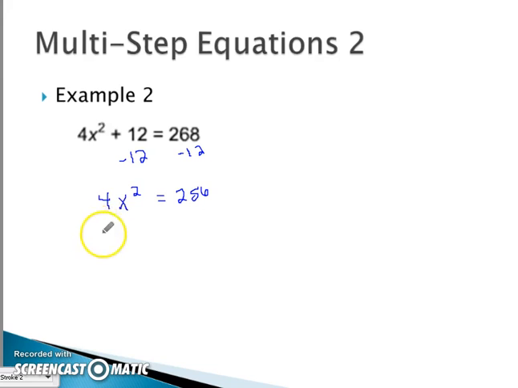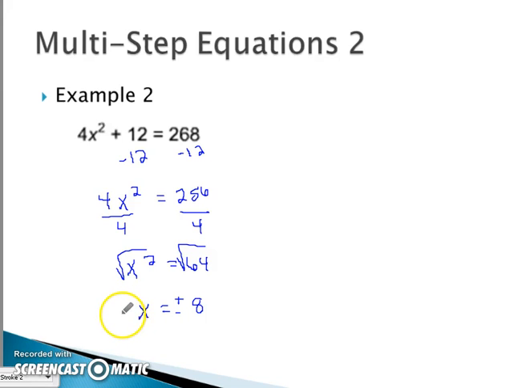And then the next step to get x squared by itself, if we divide by 4 on each side, we're left with x squared equals 64. Then taking the square root on each side, the square root of x squared is x, and the square root of 64, we end up with plus or minus 8. So there are two answers. It could be a positive 8 or a negative 8 to satisfy this equation.